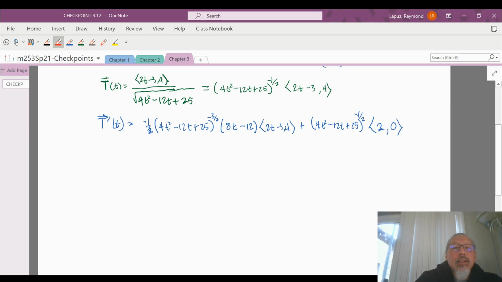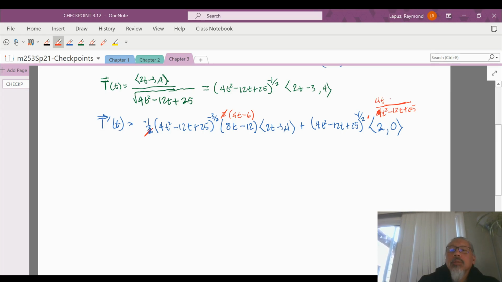I think I see a 2 here, and if we factor out a 2 that we can cancel, we have 4t minus 6. And we have this thing is a negative, and this is in a denominator. And if that's in a denominator, we're going to want to multiply this by, to match with the denominator, that would be 4t squared minus 12t plus 25.